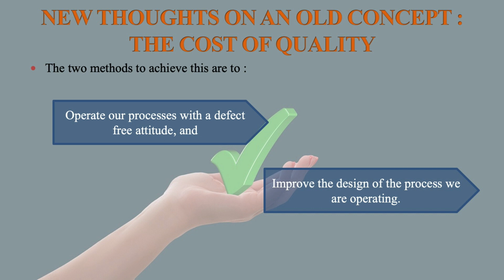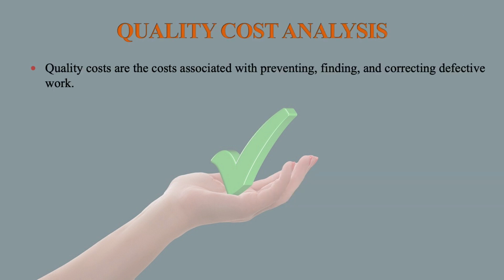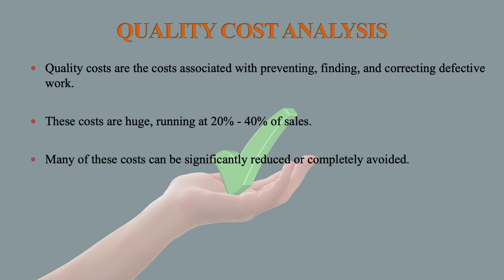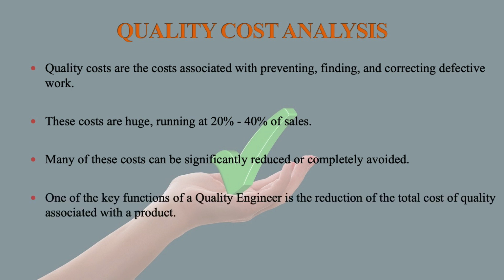The quality cost analysis. The quality costs are the costs associated with preventing, finding and correcting defective work. These costs are huge, running at 20% to 40% of sales. Many of these costs can be significantly reduced or completely avoided. One of the key functions of a quality engineer is the reduction of the total cost of quality associated with a product. Here are 6 useful definitions as applied to software products.